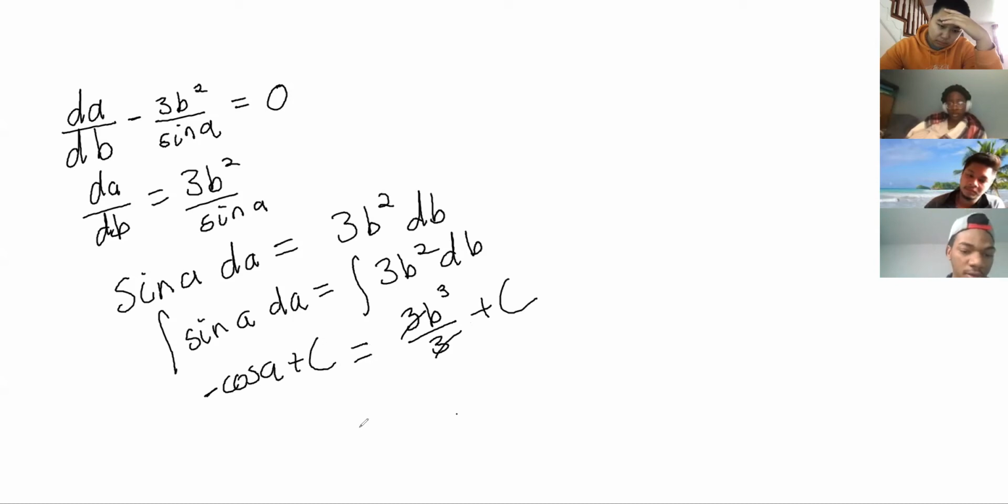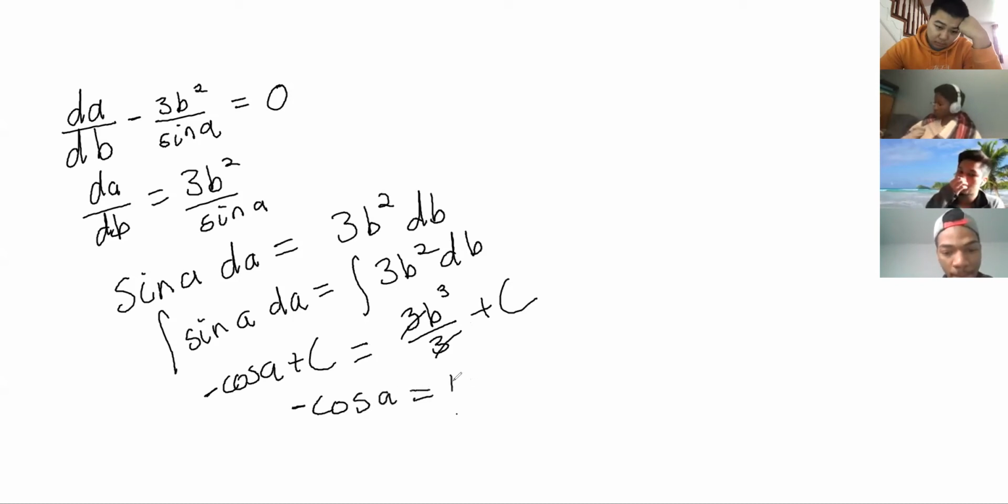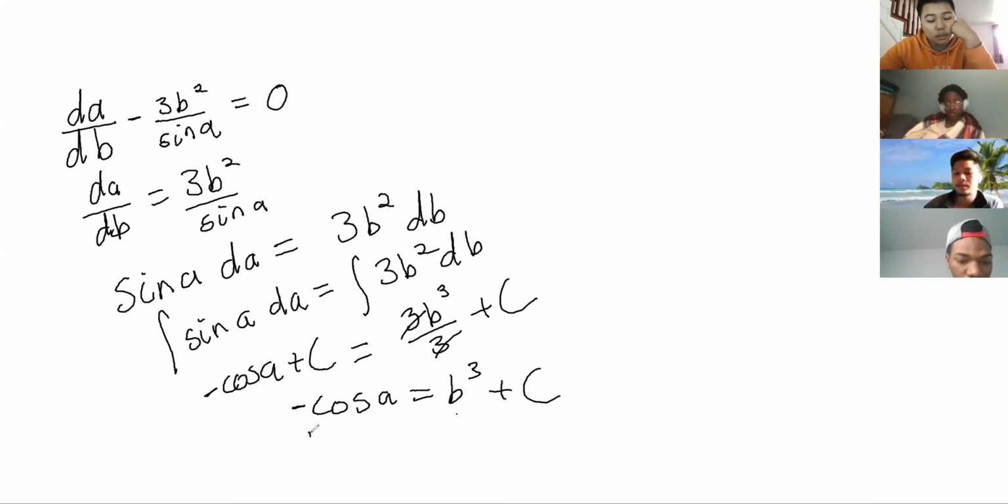And then you can cancel one of the c's, and then you can isolate it. Or it's negative b cubed. Well, you can also just write b cubed and have it be plus cosine. Negative c, but I think that makes it harder. Yeah, b cubed plus cosine.